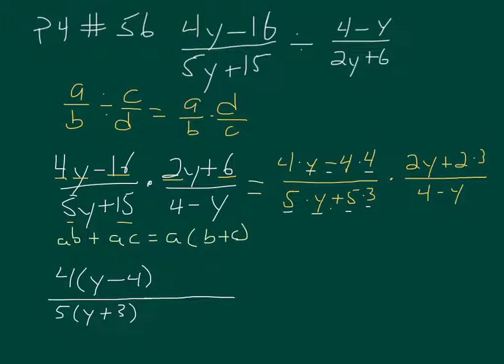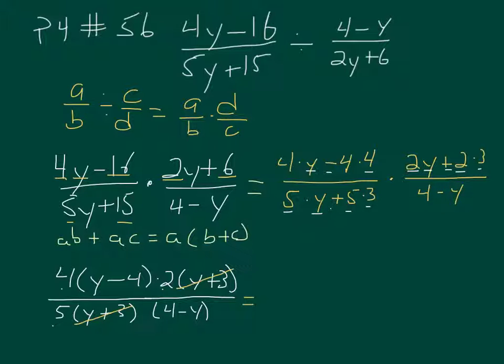All right. Now our remaining terms, we have a 2 that we can pull out, y plus 3 remaining. And we have our 4 minus y. Now everything is multiplied and we can cancel out any common bits. Well, we don't have any 4's on the bottom, so we can't cancel out our 4. We don't have any 2's on the bottom, we can't cancel out our 2's. We don't have any 5's on the top, so we can't cancel those out. But we have a y plus 3 that we can cancel out.